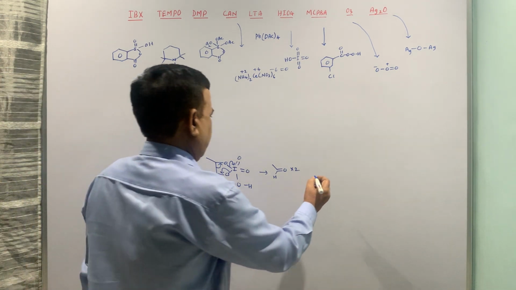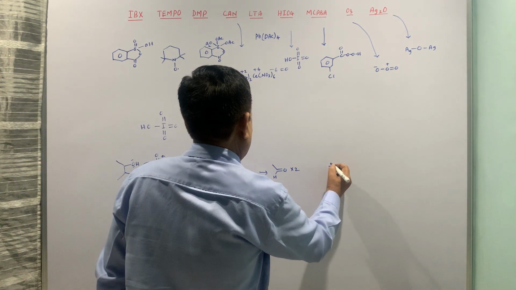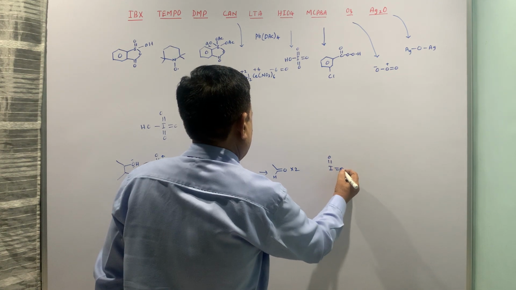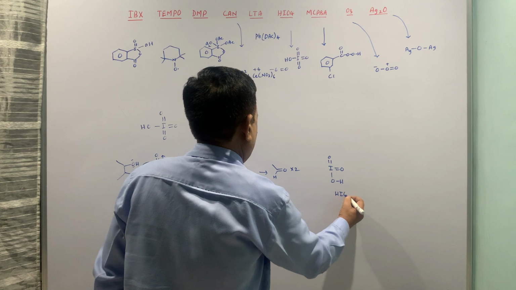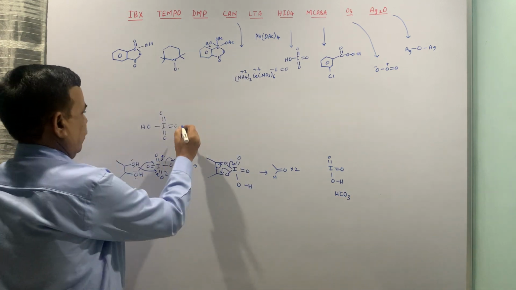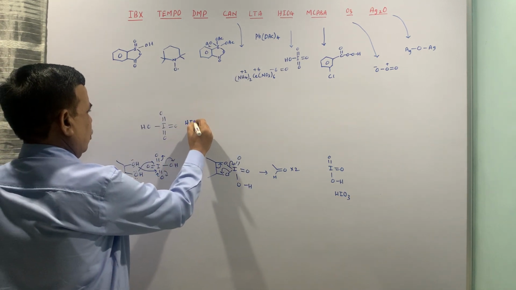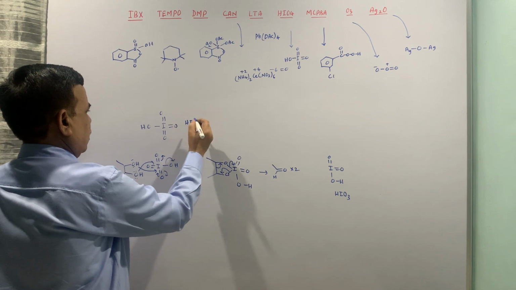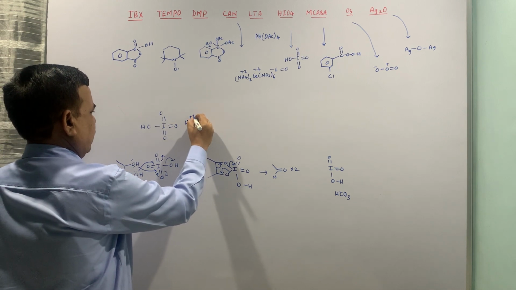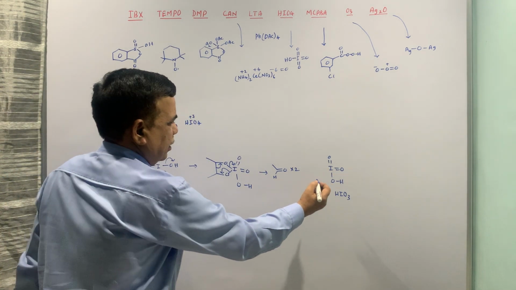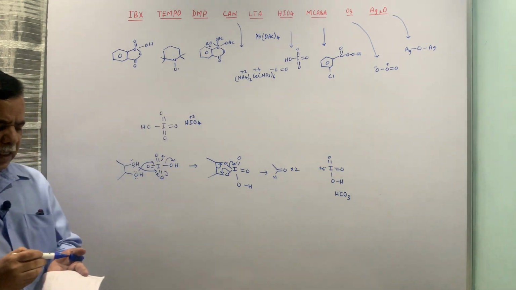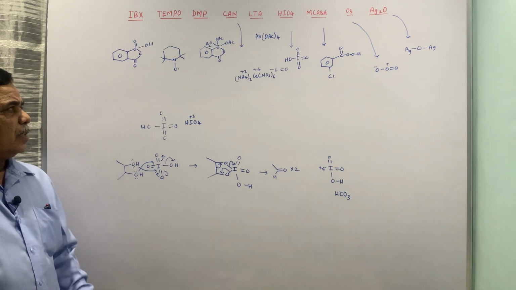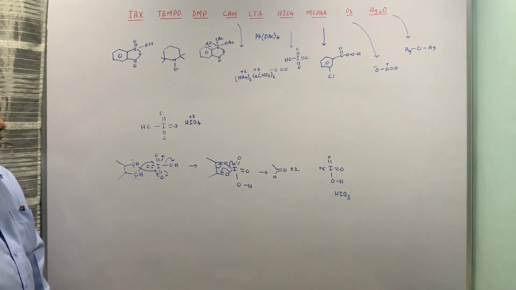And what is going off? I will just put it as it appears. This is HIO3. We have started with HIO4. So this is +7, this is +5. So your reagent is undergoing reduction and the compound is undergoing oxidation.